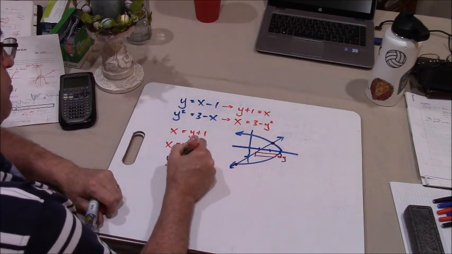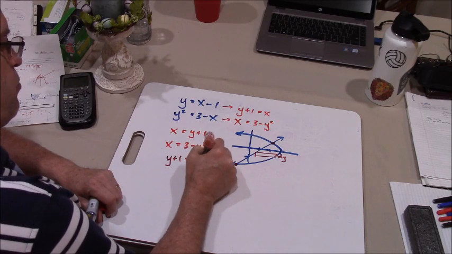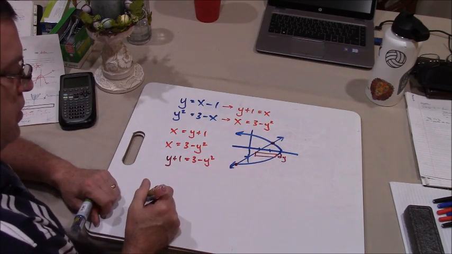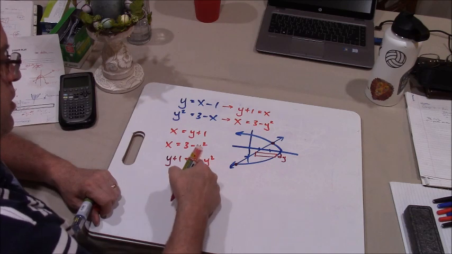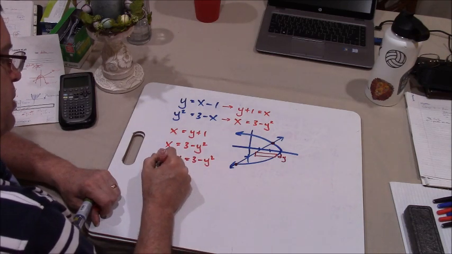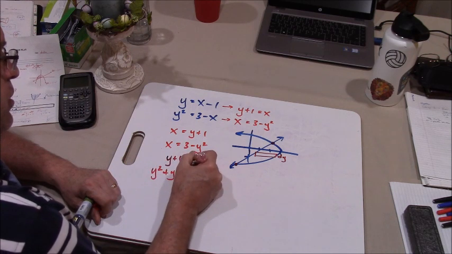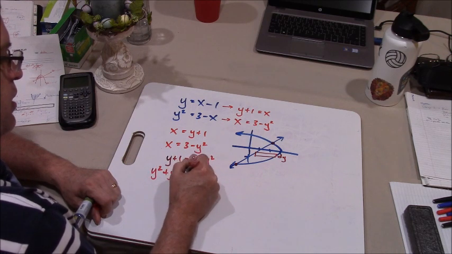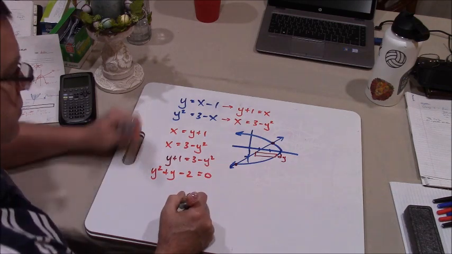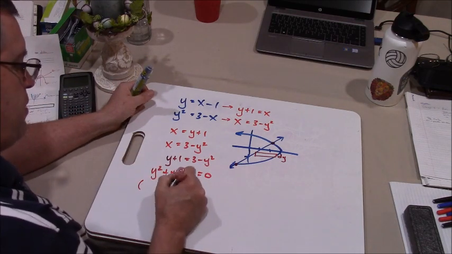So y plus 1 is equal to 3 minus y squared. We'll set the whole thing equal to 0. So I'll move the y squared over here, it becomes positive. I've got that y term. When I bring the 3 over, it becomes negative, and so I get y squared plus y minus 2 equals 0. And then I'll factor that.